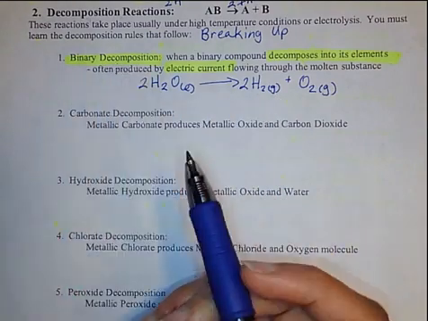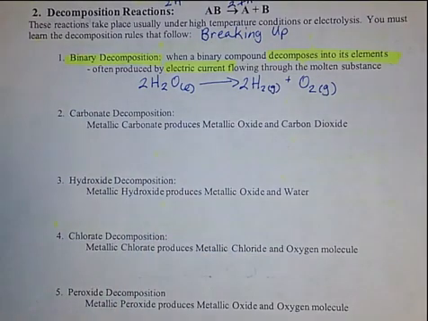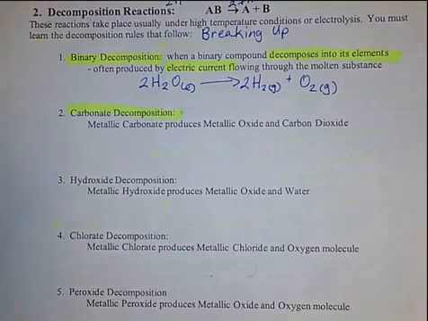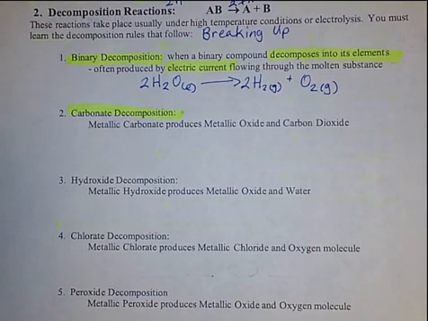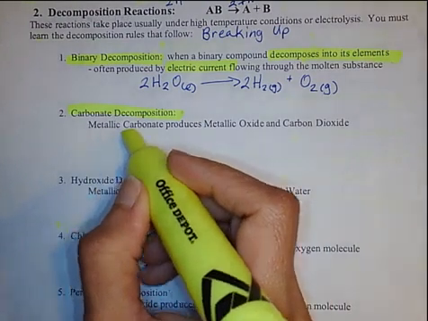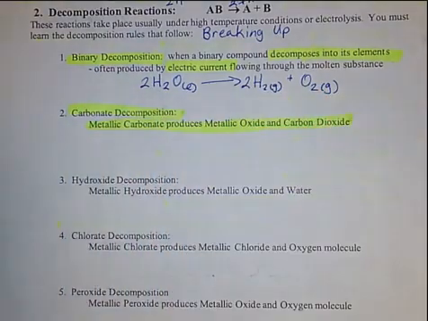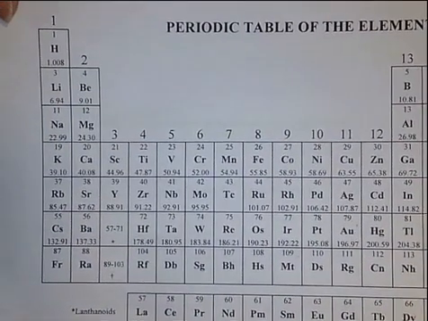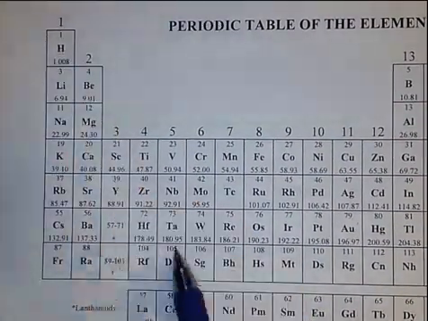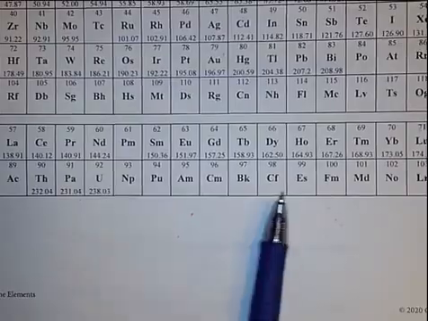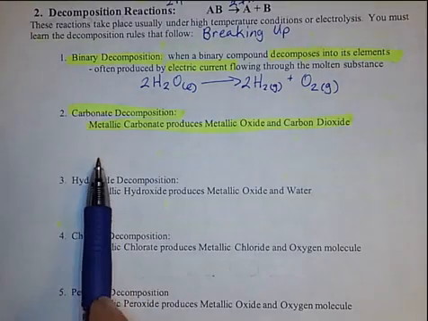So this is a binary decomposition. The next kind of decomposition is called a carbonate decomposition. So yes, you do use your carbonate ion, a polyatomic ion in this case. And the metallic carbonate produces a metallic oxide and carbon dioxide. So if I give you a metallic carbonate, it could be a metal from group 1, group 2, your transition metals, or even your inner transition metals. It doesn't make a difference where this metal is from.